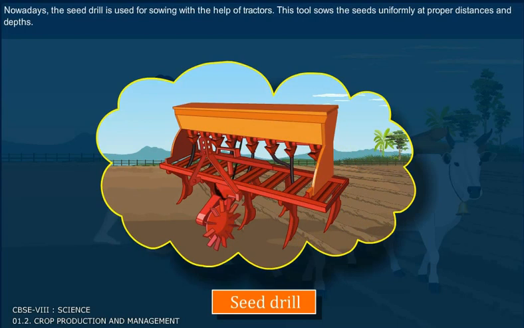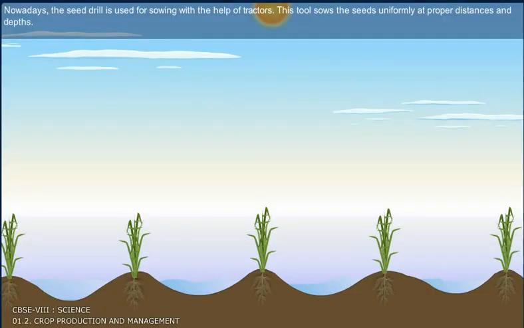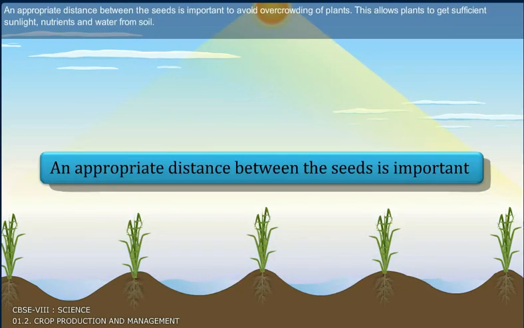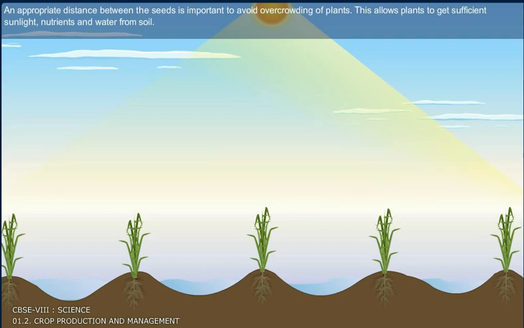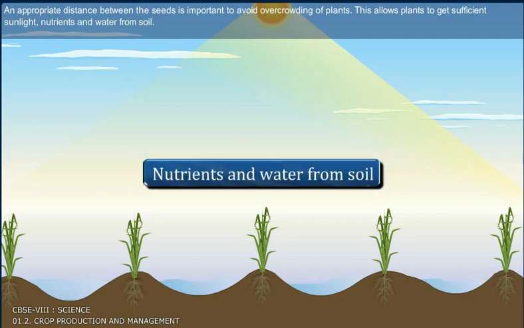Nowadays, the seed drill is used for sowing with the help of tractors. This tool sows the seeds uniformly at proper distances and depth. It ensures that the soil covers seeds after sowing. This prevents damage caused by birds. Sowing by using a seed drill saves time and labor. An appropriate distance between the seeds is important to avoid overcrowding of plants. This allows plants to get sufficient sunlight, nutrients, and water from the soil.